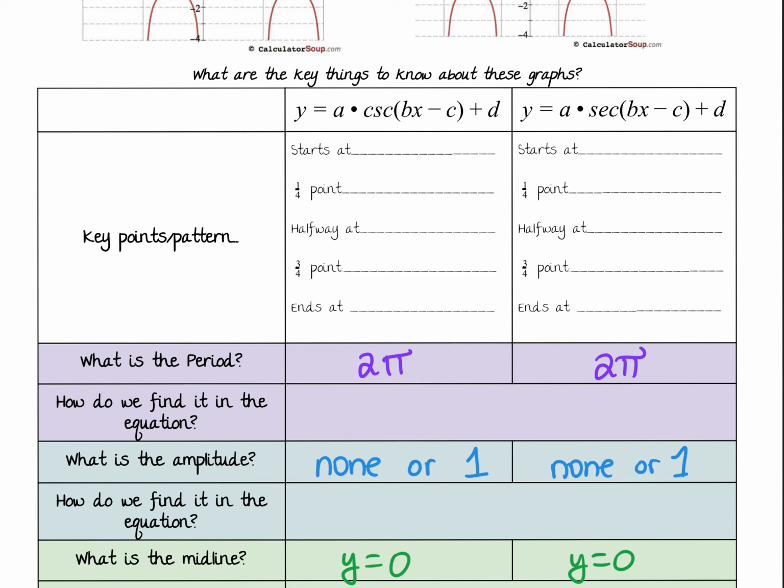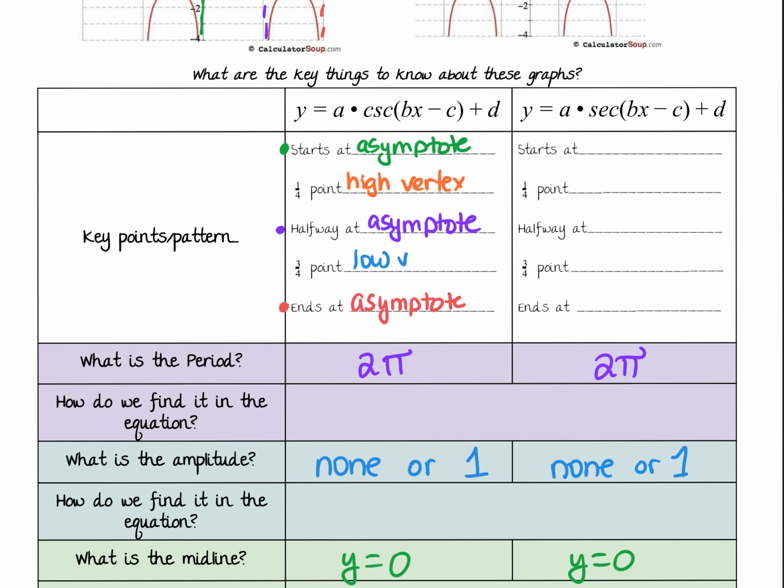So let's go through and mark the start of the cosecant graph with an asymptote. The end of our cosecant graph will also be an asymptote. And this might be easier to see if you're looking at the Desmos. Halfway through one cycle, we've got another asymptote. And then we've got our quarter way point, and this is at what we'll call the high vertex. Okay, that's the best way we can describe that. And then the 3/4 way point, we're going to be at our low vertex.